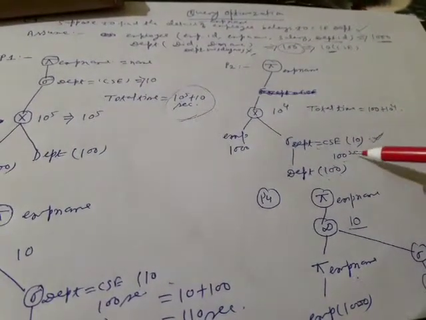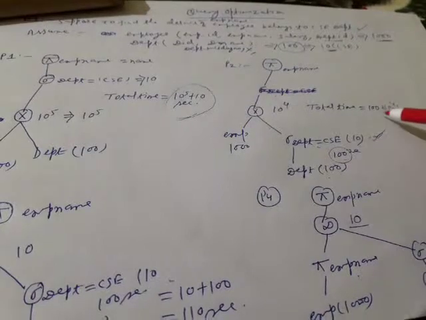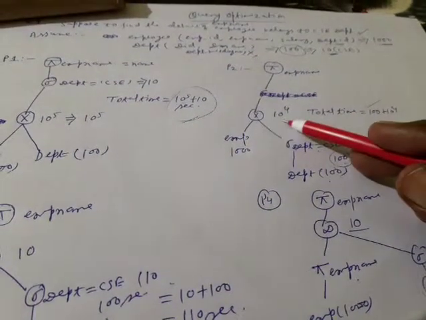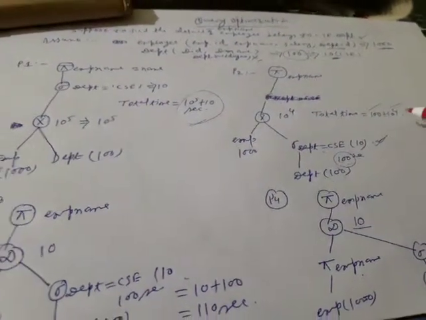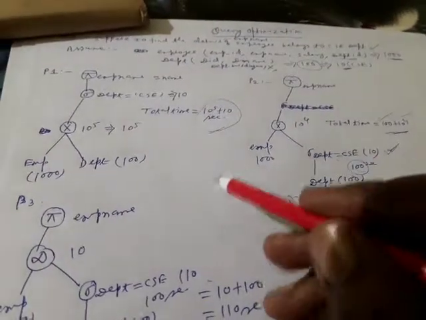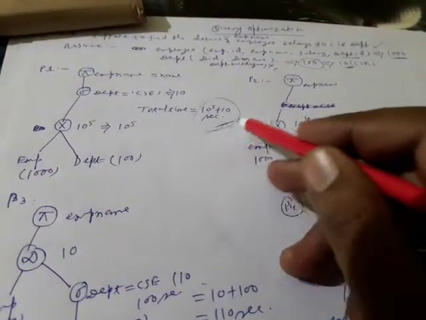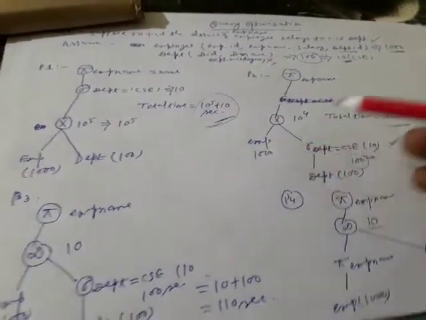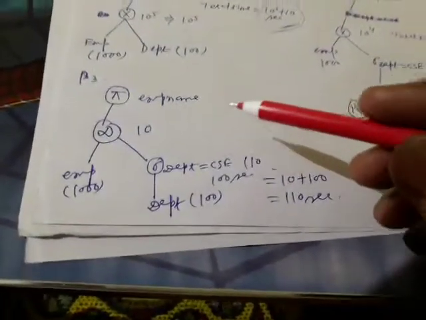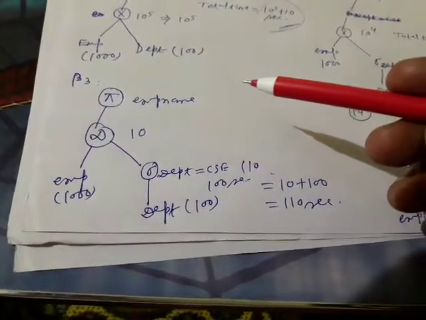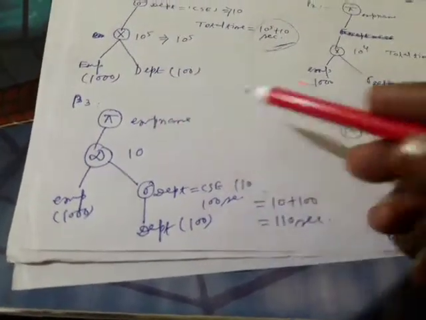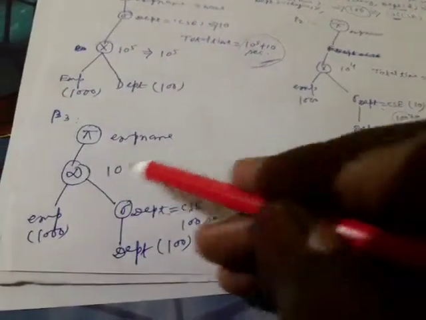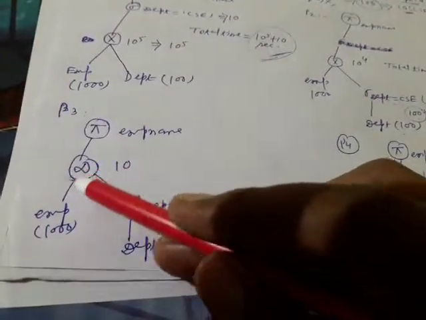So what is the total time? 100 seconds for this one, and 10 to the power 4 seconds for this one. Now you can see that this one is less as compared to the previous one. So this is more efficient as compared to that one. Now you can go for the third one. Here what we have done is we have kept the same things, but replaced the Cartesian product with the join.